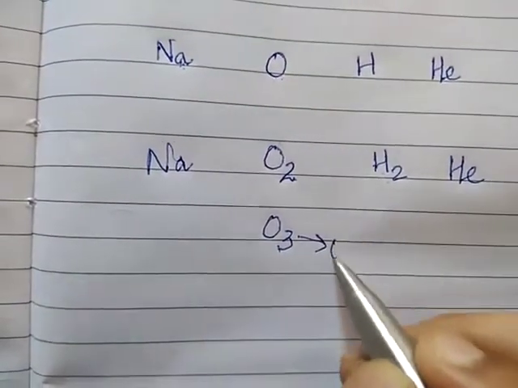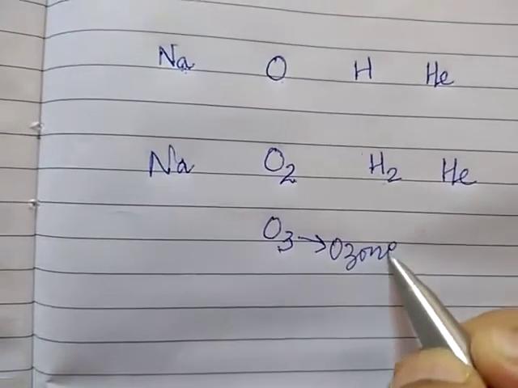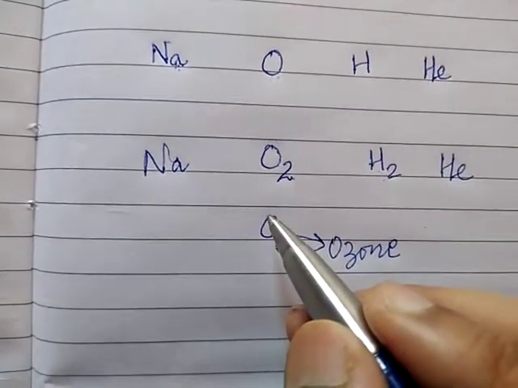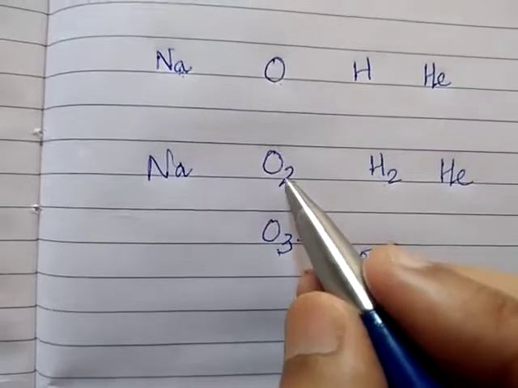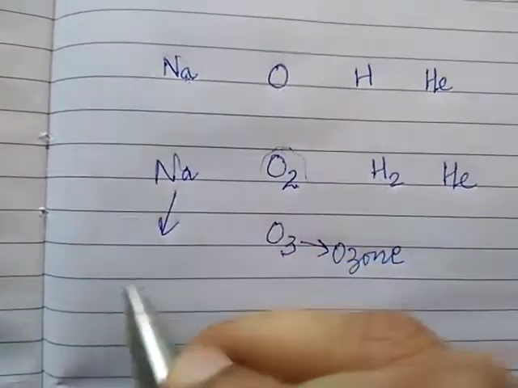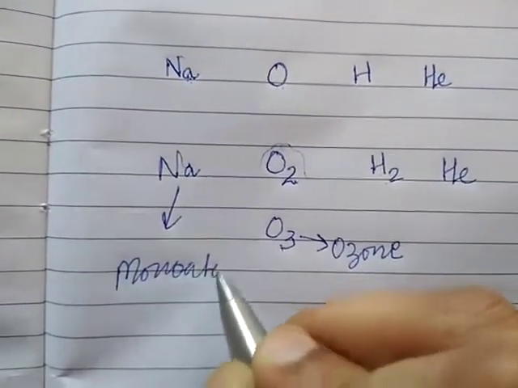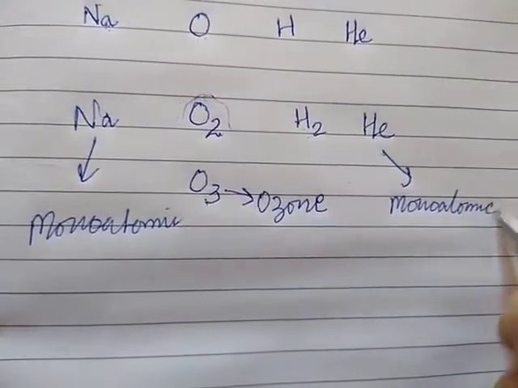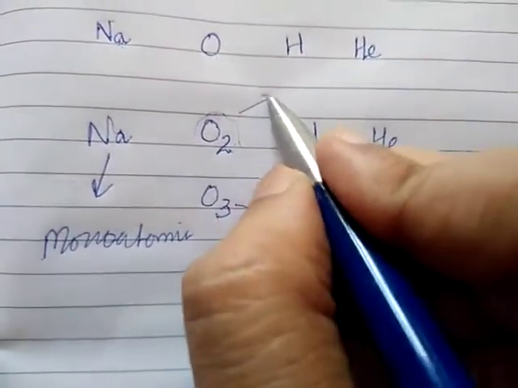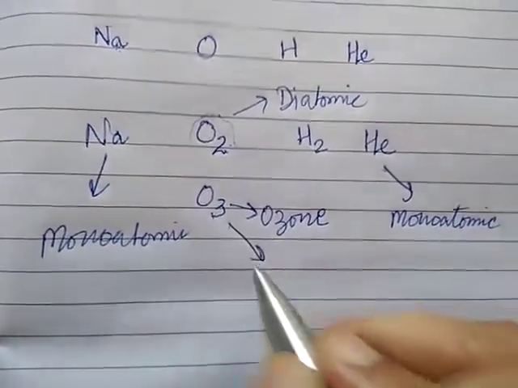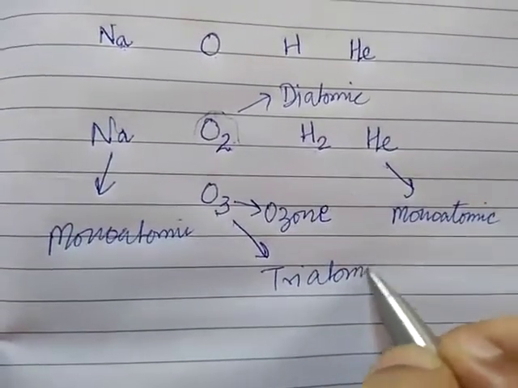And this O3, if you remember, is ozone. In ozone, 3 atoms of oxygen come together and form a single molecule. In an oxygen molecule, 2 atoms of oxygen come together and form a single molecule. Now, this is monoatomic, and this one is also monoatomic. Mono means single, one. But here it is a diatomic species, and here it is a triatomic species.